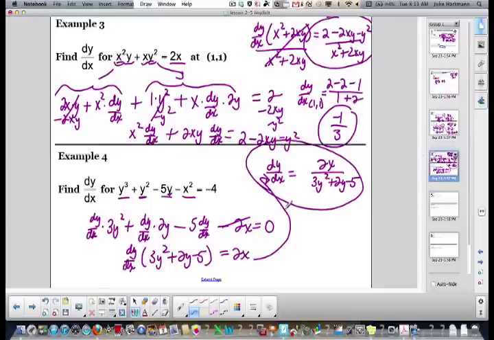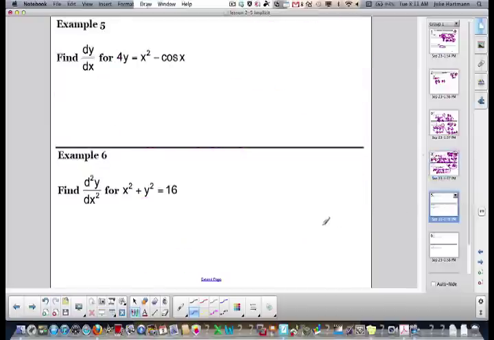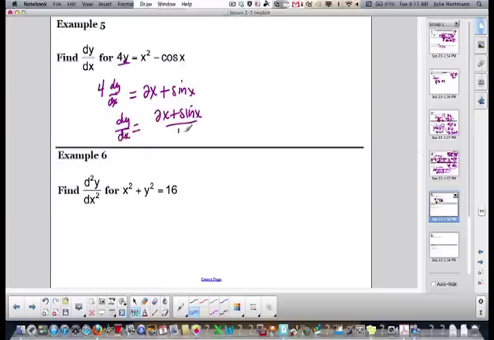All right, I'm going to do a couple more that involve trig. So 4y equals x squared minus cosine of x, and you have to find dy/dx. Derivative of 4y, again the chain rule: derivative of y is dy/dx, so the derivative of 4y is 4 dy/dx. Derivative of x squared is 2x. Derivative of cosine is negative sine, so minus the negative will be plus sine. All you have to do is divide by 4. So dy/dx equals 2x plus sine of x, divided by 4.